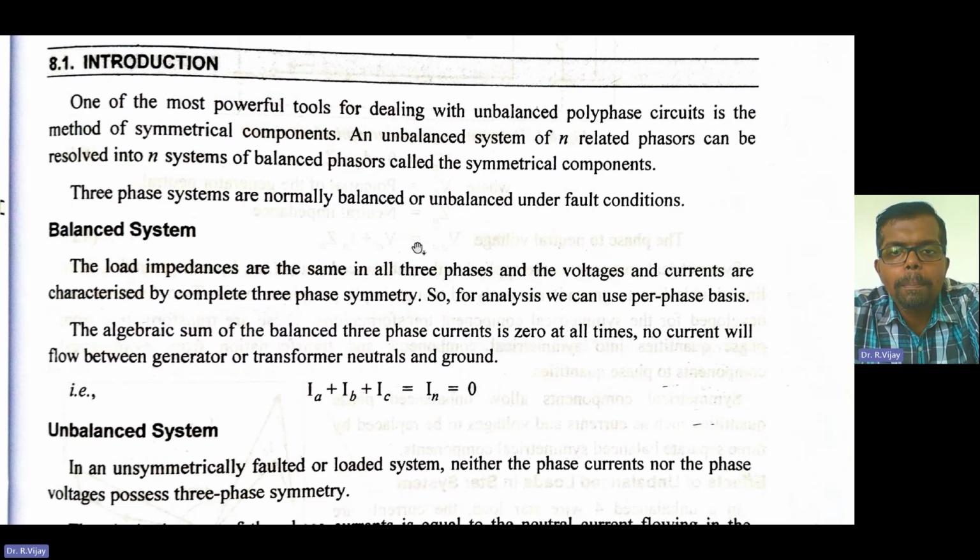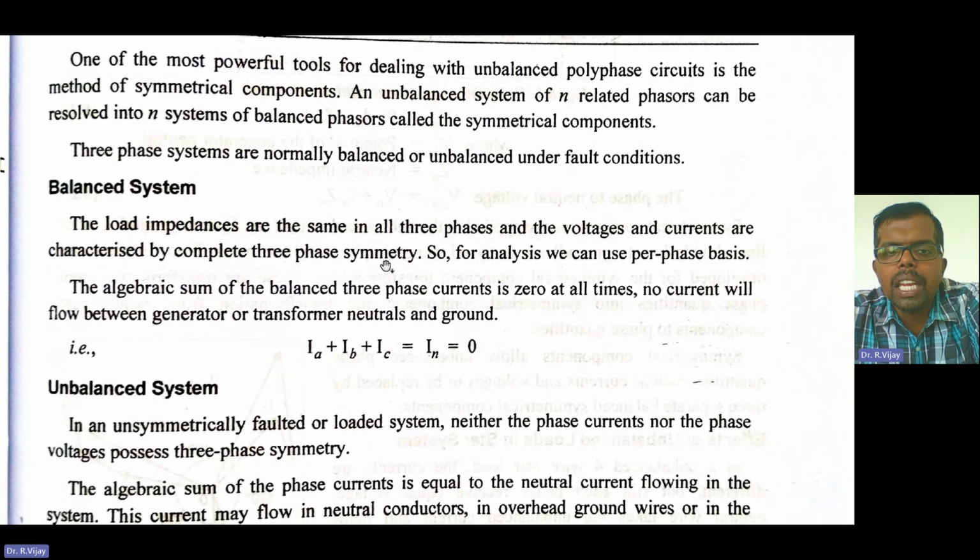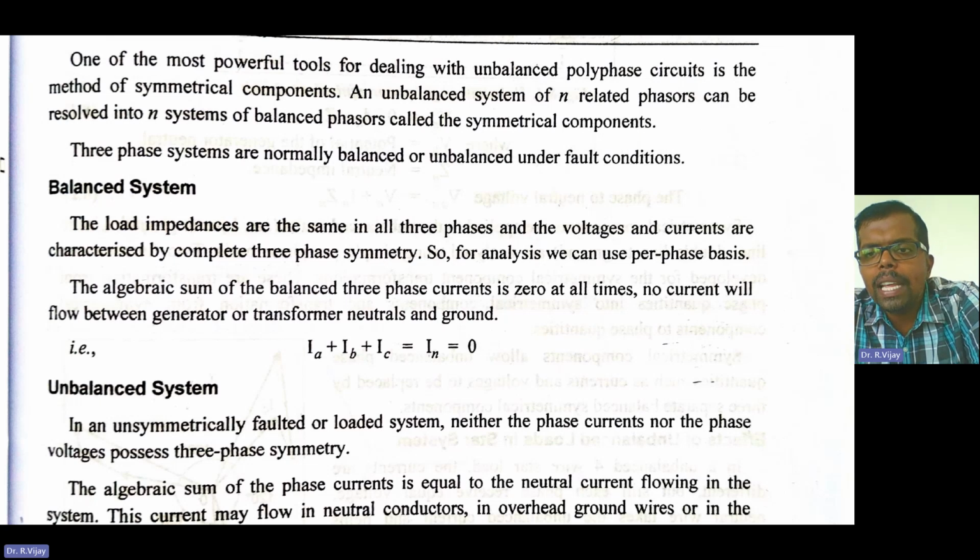Three-phase systems are normally balanced or unbalanced under the fault condition. If you take a three-phase system, generally it may be balanced or unbalanced under the fault condition. Mostly it might be unbalanced only; sometimes it may be balanced. So what is meant by a balanced system? In a balanced system, the load impedances are the same in all the three phases, and the voltage and current are characterized by complete three-phase symmetry. Three-phase symmetry means all are at an angle of 120 degrees apart.